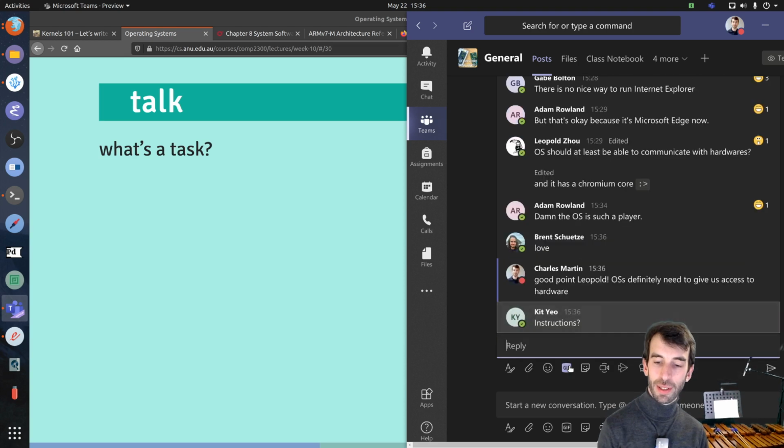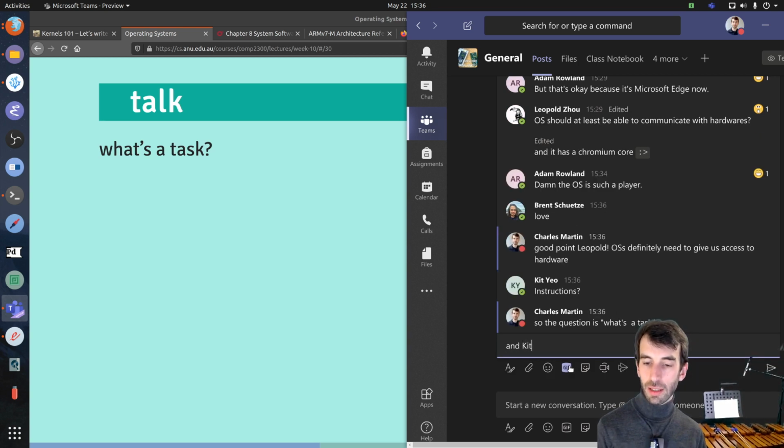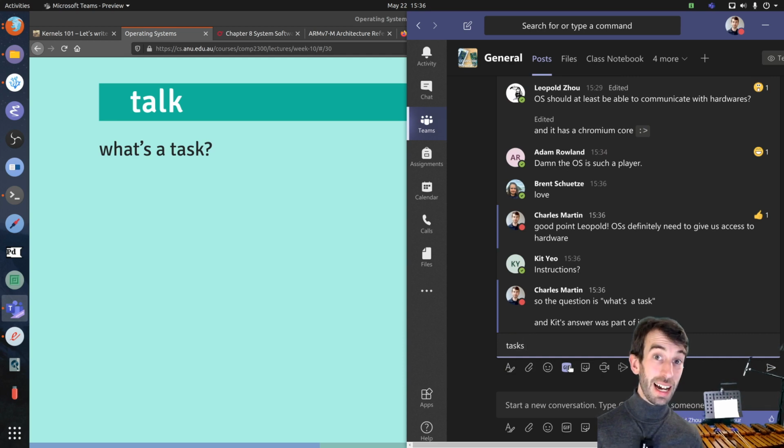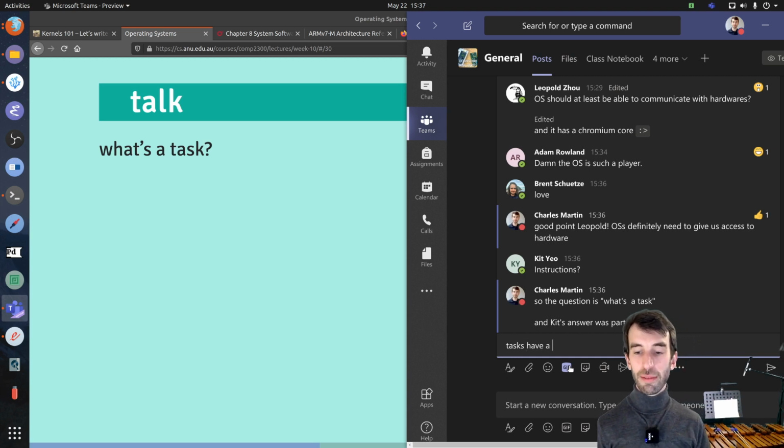So the question is, what's a task? And Kit's answer was part of it. Tasks definitely need to have a program to run. So they've got a sequence of instructions, which is their sequence of operations to run on the CPU. That's the definition of a program, this sequence of instructions.